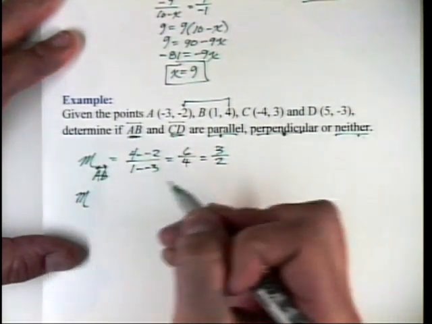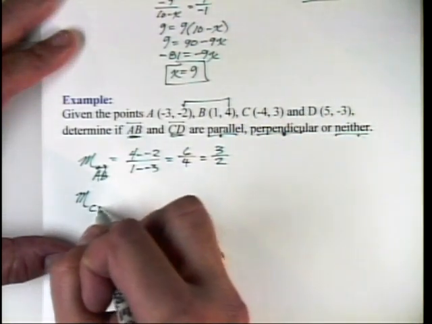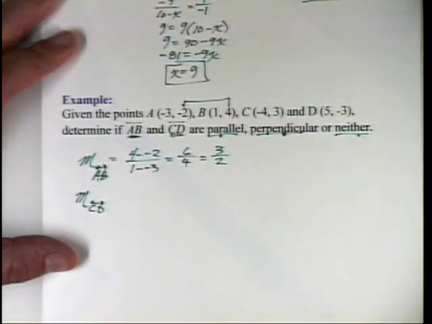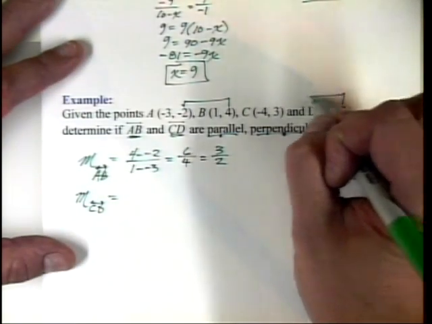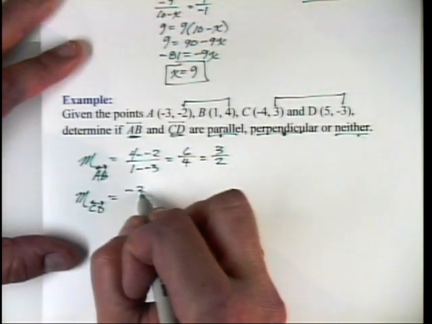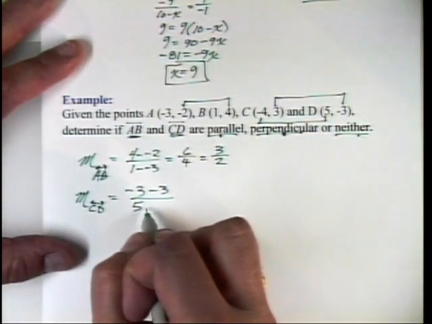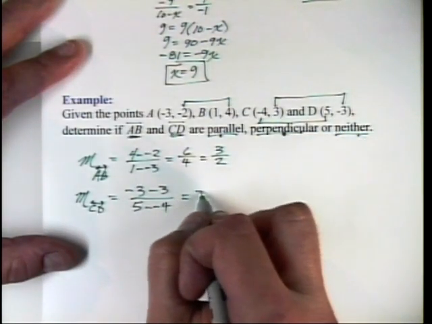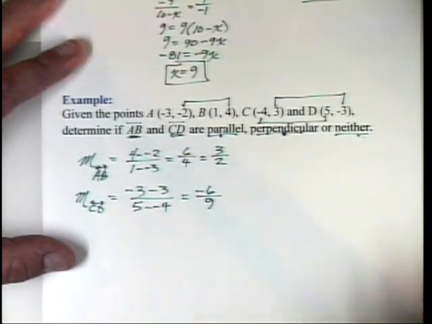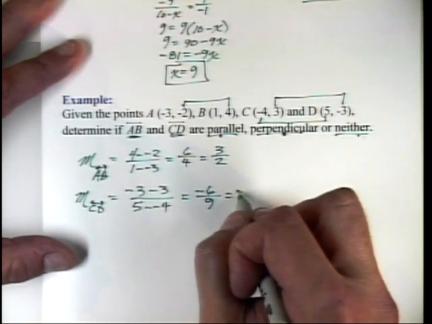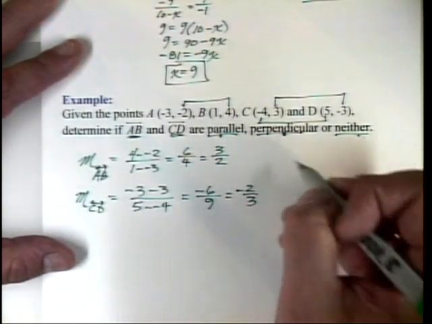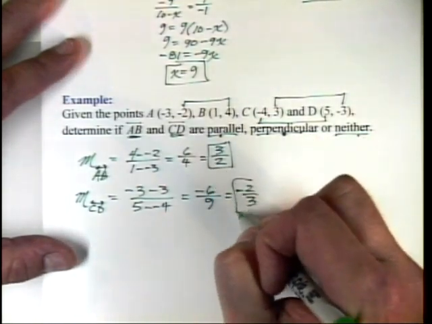Let's go ahead and look now at the slope of the line CD. And using the CD notation as a subscript, I got my corresponding y values, -3 minus 3, over the corresponding x values, 5 minus -4. That's going to give me -6 over 9, which simplifies to -2/3. So I've got 3/2 and -2/3.